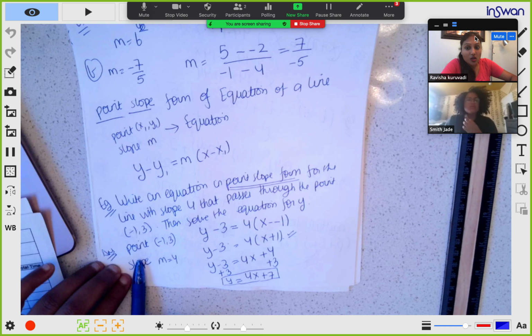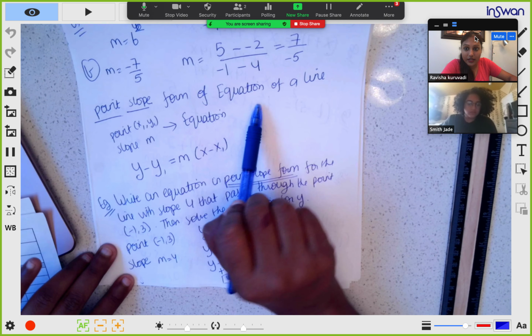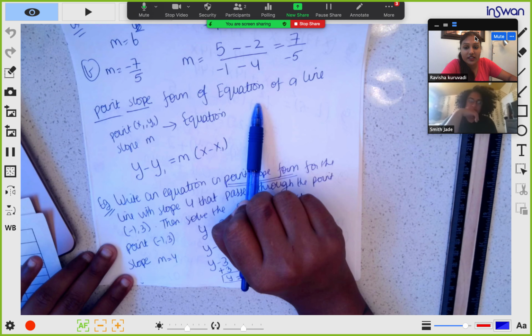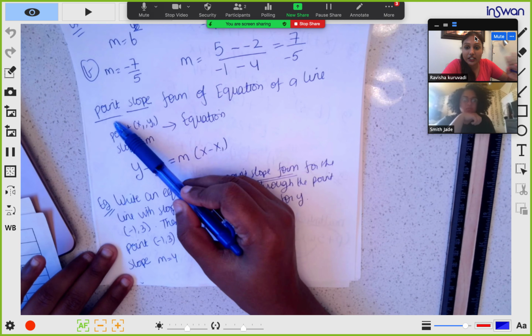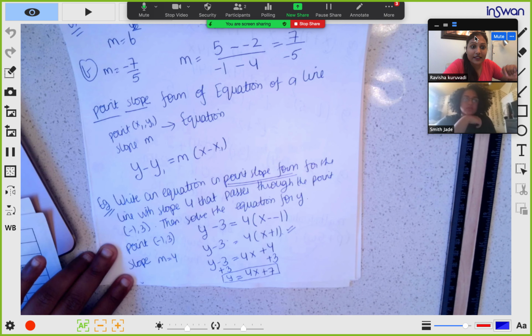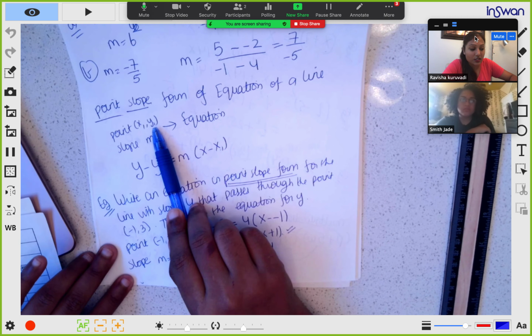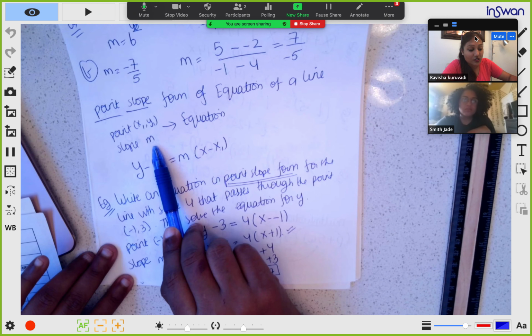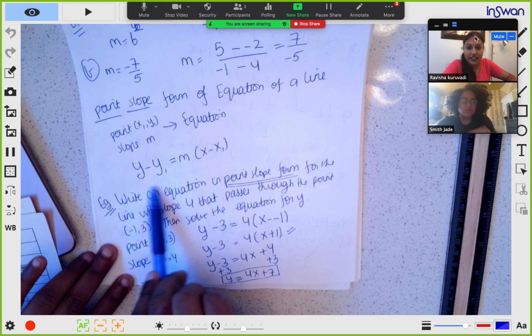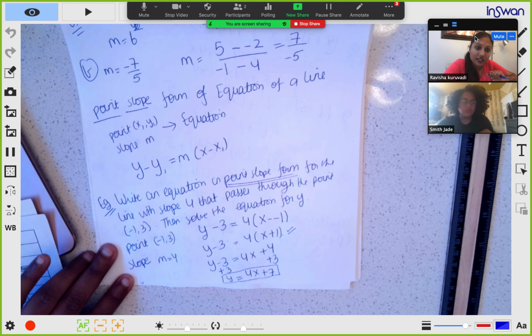It says point slope form of the line. Point slope, as it says, means point and slope. You will need two things, a point and a slope. The point I'm calling x1, y1 and the slope I'm calling m. This is the equation for the point slope form of the line.